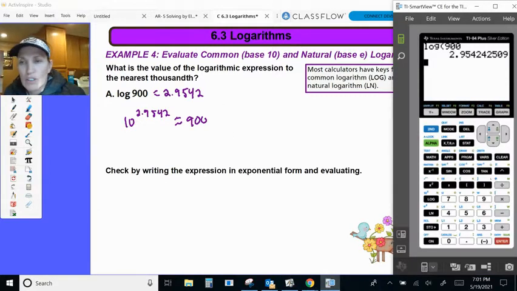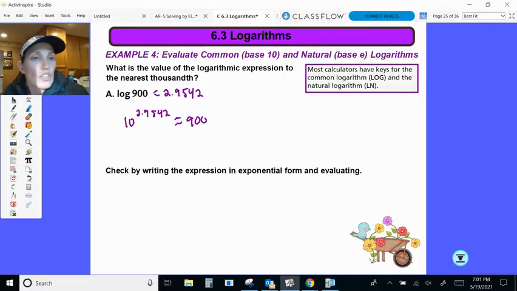So we can actually take our calculator here. We can plug in 10 to the 2.9542, and we should get about 900, and so you're very, very close to that. Okay, so if we actually carried out all those decimals, that's where we'd be. Okay, so these calculators can calculate logarithms.